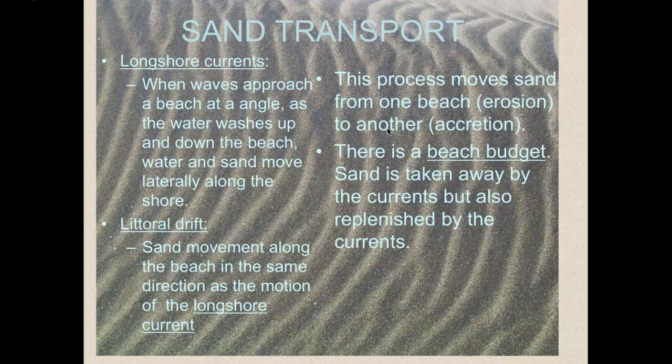This is the drift of those big yellow arrows earlier. Sand movement along the beach in the same direction as the motion of the longshore current, typically in the direction of the wind. This process moves sand from one beach, that removal is called erosion, to another, and that is called accretion. So one beach is getting smaller as another one is getting bigger. That is a beach budget, where we're adding and subtracting sand. So in normal conditions, there would just be more sand in the pipeline and beaches wouldn't really disappear. We would just be moving sand around.